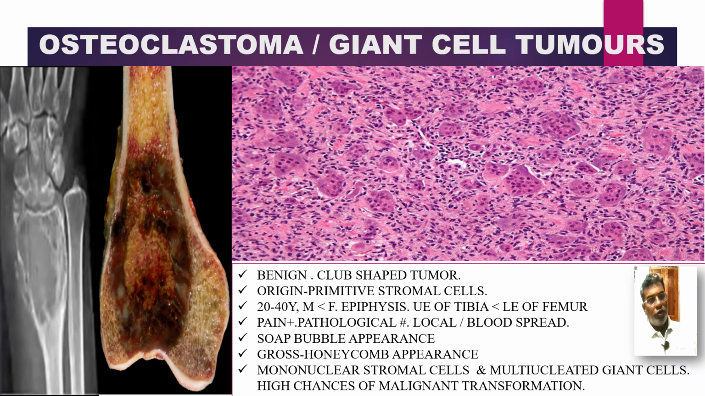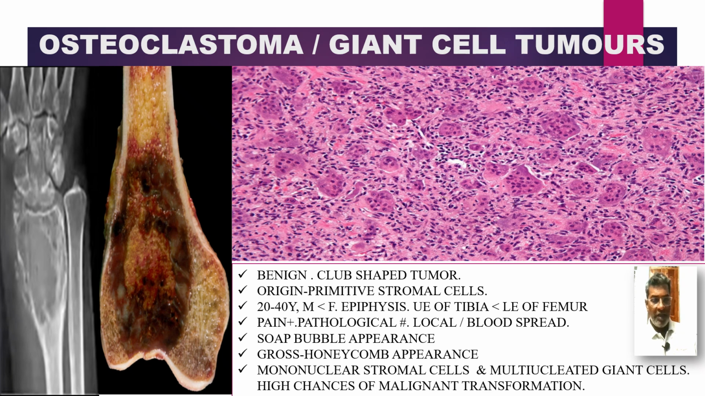Bone tumors, primary bone tumors of unknown origin, among them benign tumors and malignant tumors. In the benign tumors, we have seen aneurysmal bone cyst. One more bone tumor of unknown origin is osteoclastoma or giant cell tumor. They are benign tumors, and the tumor gives the appearance of a club, so it is a club-shaped tumor. The origin is from primitive stromal cells.